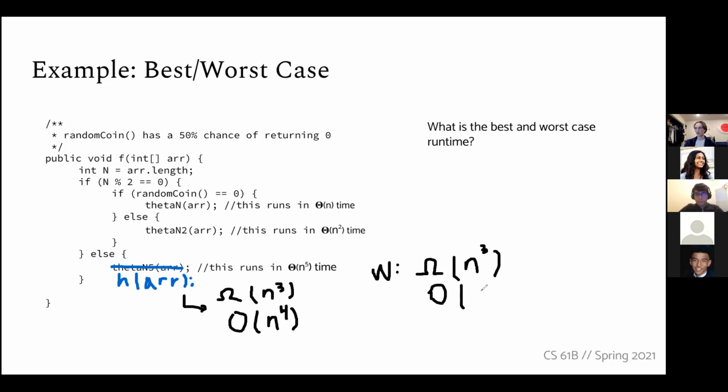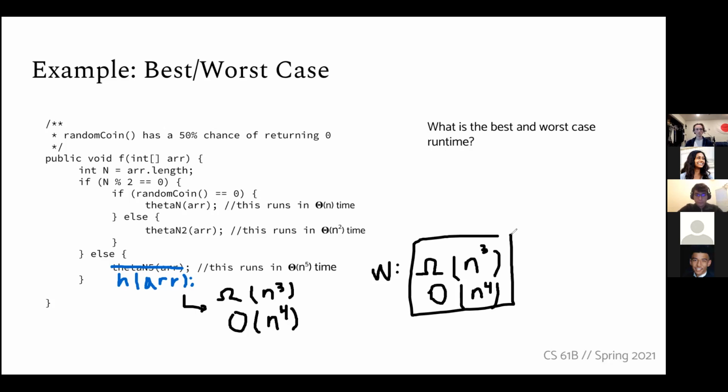The reason why we don't use theta n to the 4 here is because our function h isn't dependent on the characteristics of n. So it's possible that h runs in n cubed, but it's also possible that our function runs in n to the 4. So our best description of our function h is going to be these bounds on it. And so here we wouldn't be using big theta.